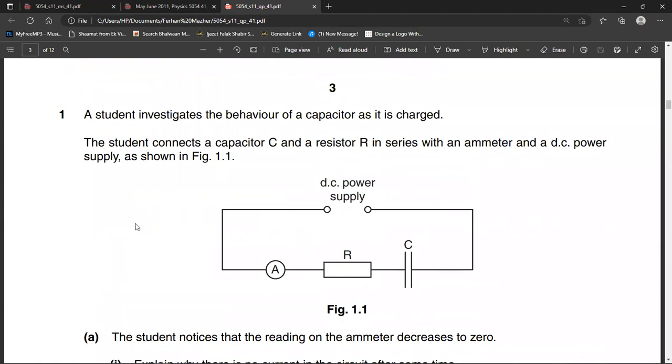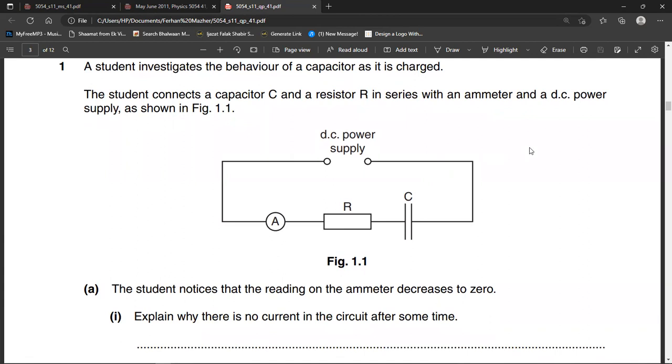A student investigates the behavior of a capacitor as it is charged. The student connects a capacitor C and a resistor R in series with an ammeter and a DC power supply as shown in figure 1.1. So you can see here we have the DC power supply, here we have an ammeter, this is a fixed resistor, and this is the capacitor. The student notices that the reading on the ammeter decreases to 0. Explain why there is no current in the circuit after some time.